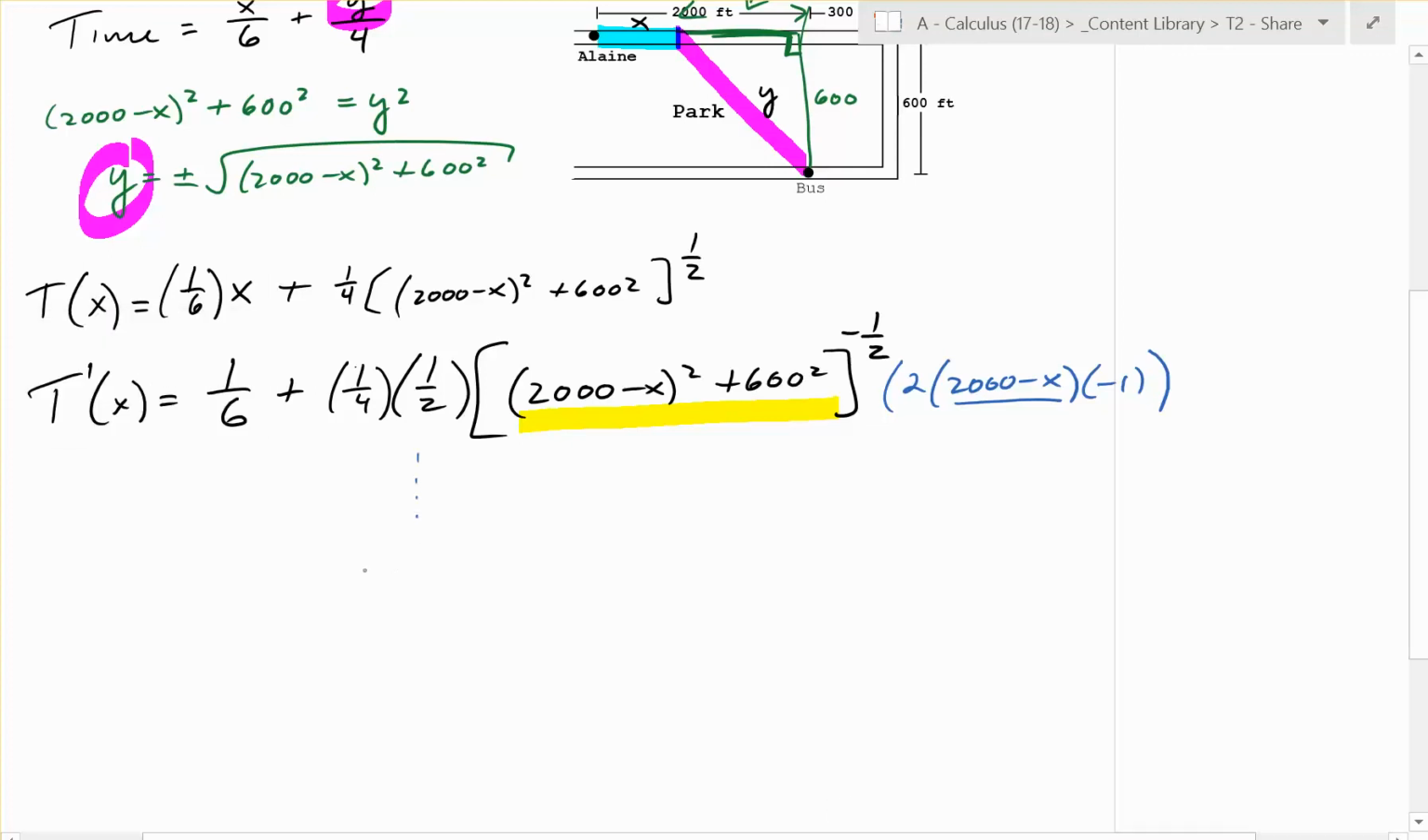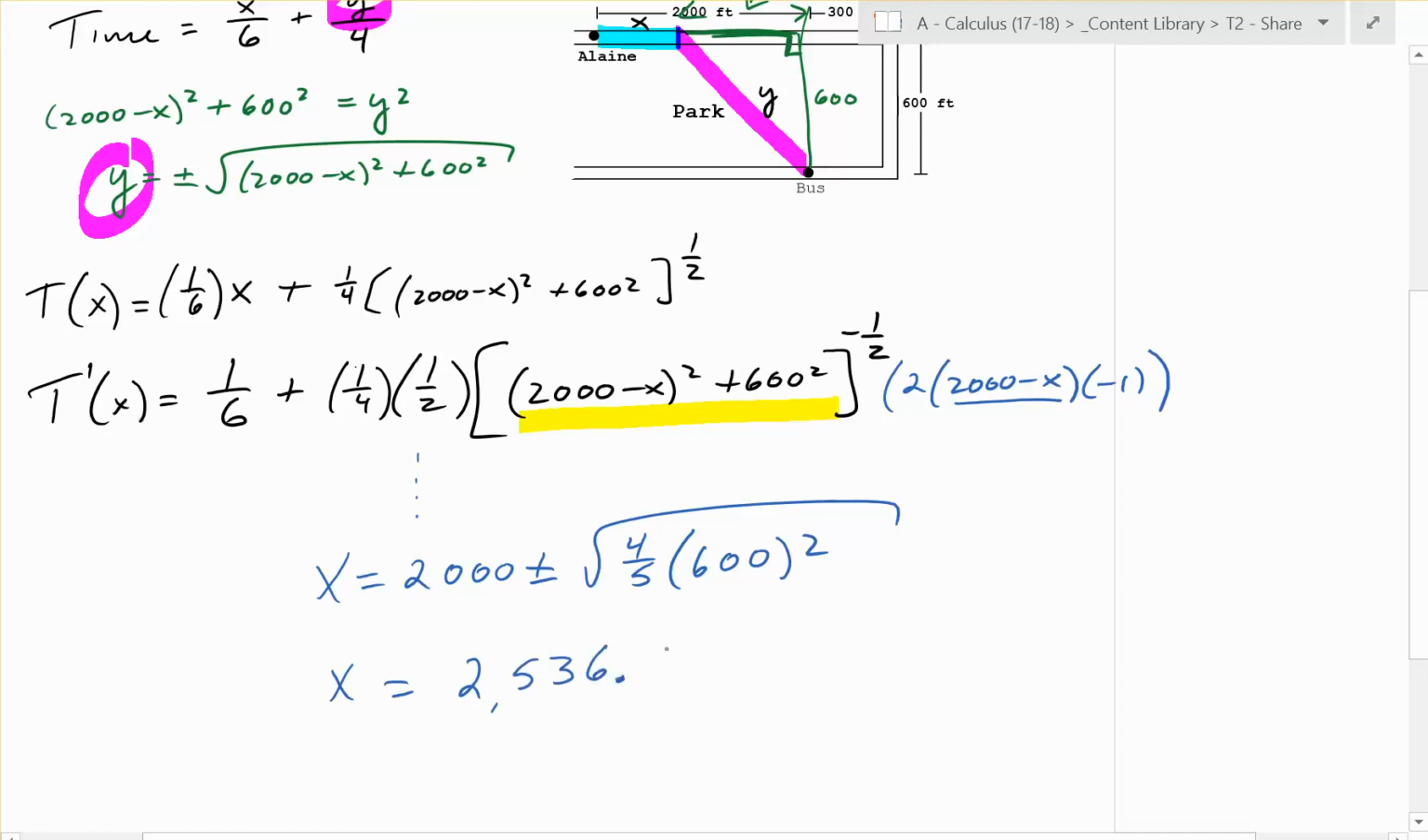If you do this out with algebra, you end up with x equaling 2,000 plus or minus the square root of 4/5 times 600 squared. You can also use your calculator directly to get both of these. So when you do this out, you end up with two answers, 2,536.656 or 1,463.344.